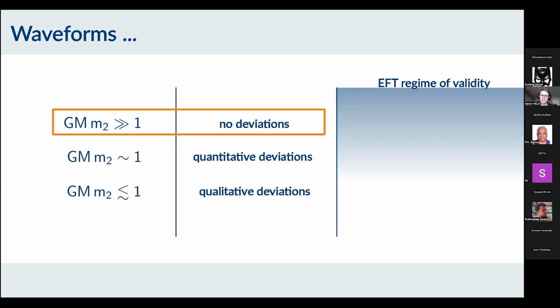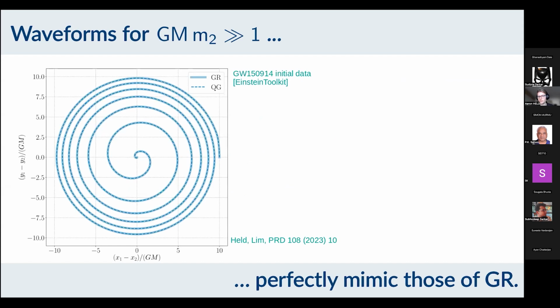All right, so here, as I said, you don't see deviations, and here's the example of a simulation that we performed. We really now take initial data for a black hole binary merger. We follow the entire merger until the 2 black holes merge, and we check that once in GR and once in quadratic gravity.